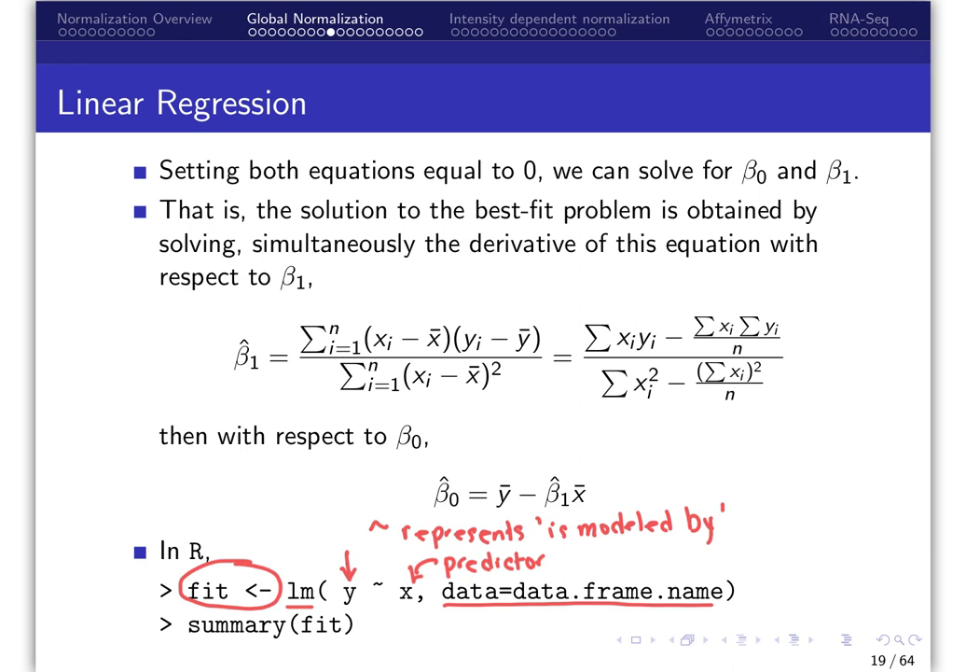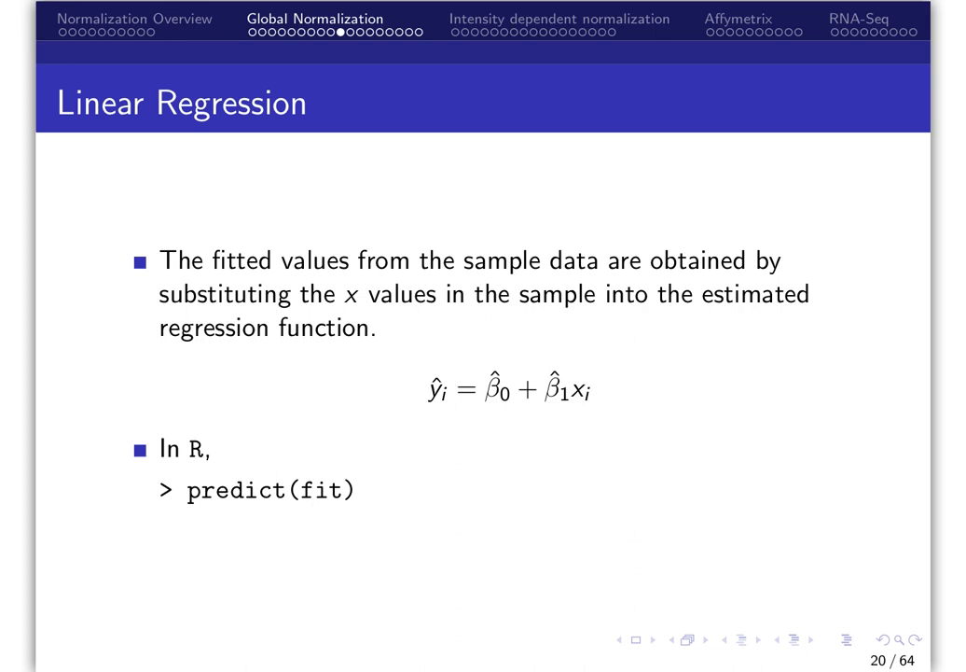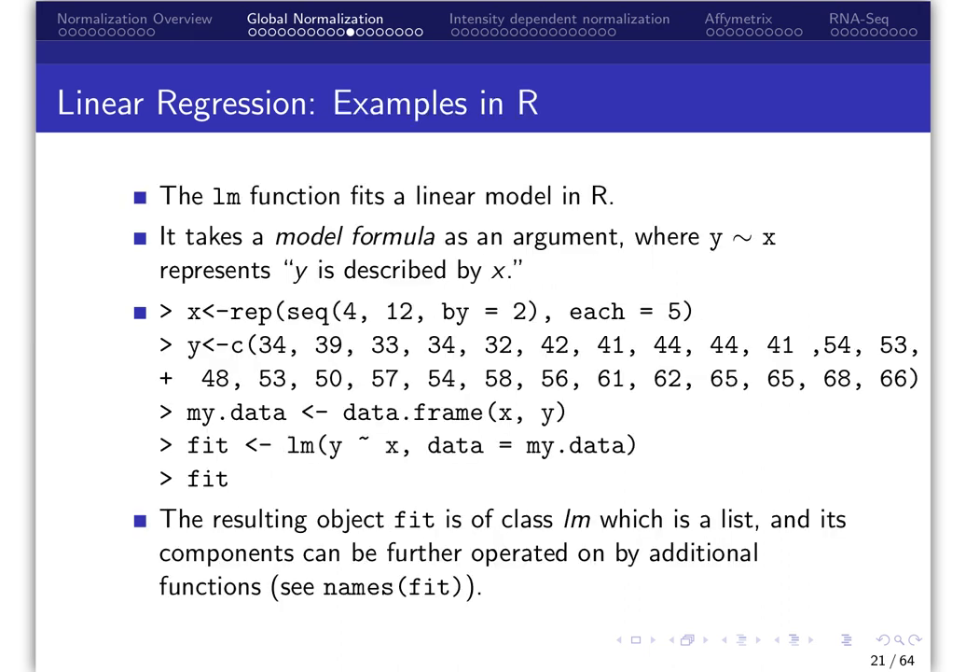and get information about the fitted regression model. The fitted values from the sample data are obtained by substituting the x values in the sample into the estimated regression function. The R function predict returns the fitted values.